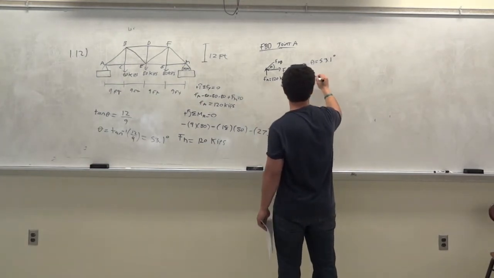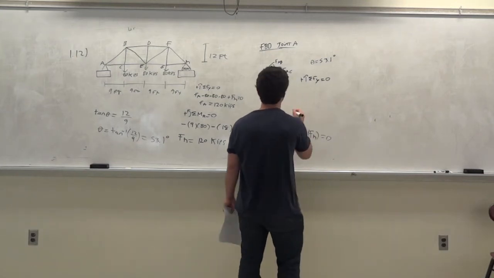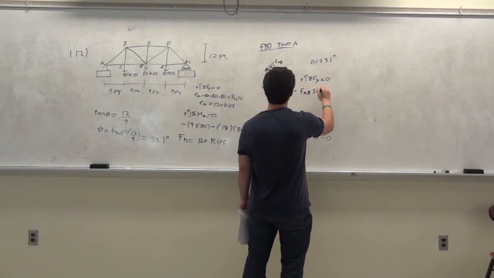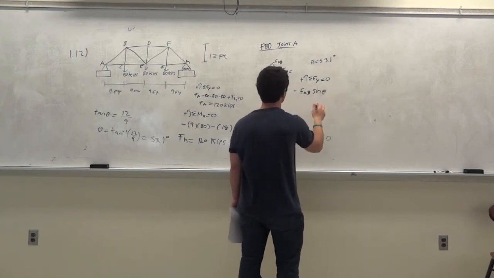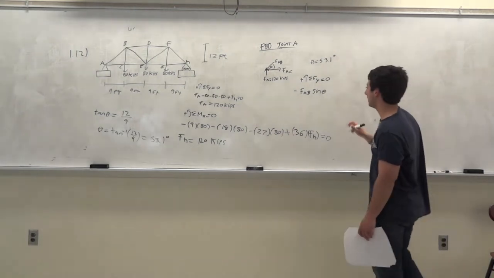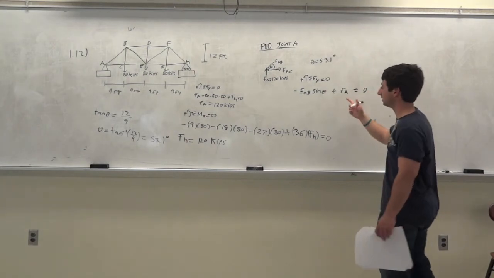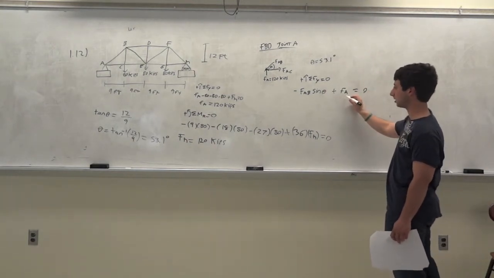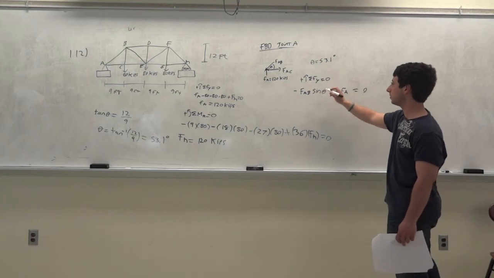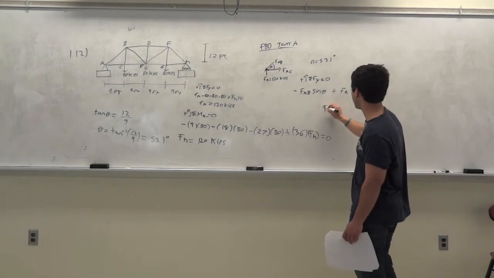Alright, so summing the forces in the y direction to be 0, taking upwards to be positive, you have minus FAB sine of theta. I'll just leave it in terms of theta right now. We know theta is equal to 53.1, and then you have plus FA is equal to 0. Okay, these are the only two forces. This is known, this is 120 kips. This is unknown, but sine of theta is known because we know theta is 53.1. So we could solve for FAB.